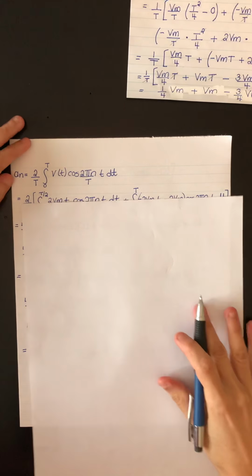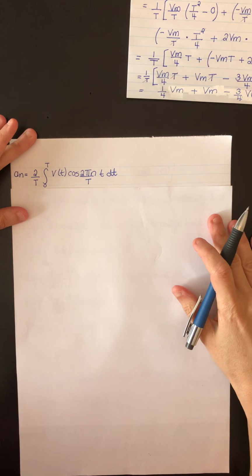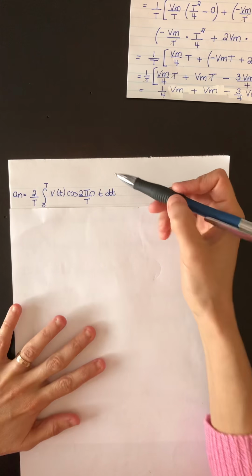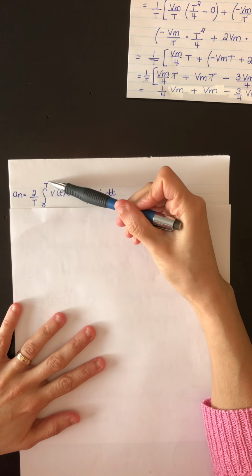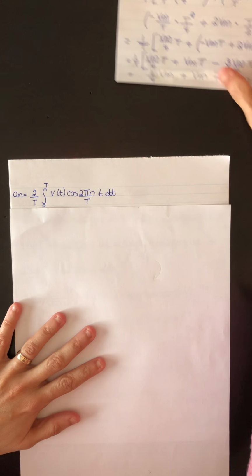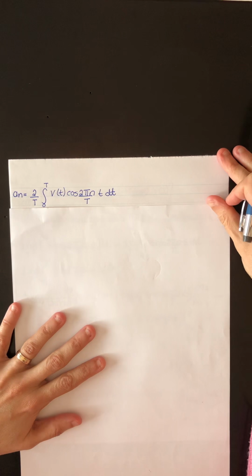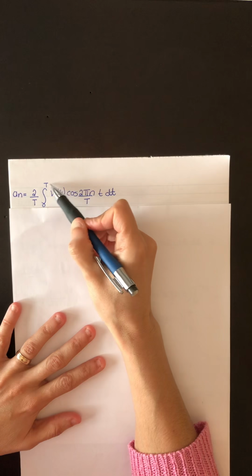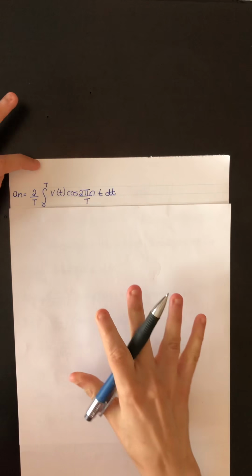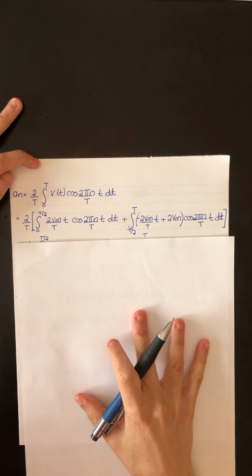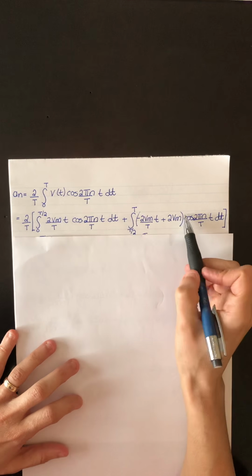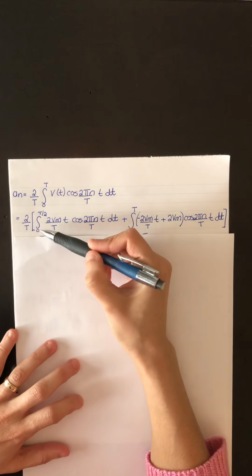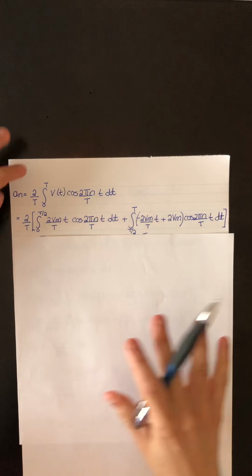Now let's have a look at the AN calculation. Now this is long. Okay, so here's the formula first of all. Now we have to break it into 2 because we have 2 different half cycles, neither of which is 0. Therefore, we substitute our 2 different V at t equations, and it will look like that. Okay, so here's the first V at t, the second V at t, and notice what our limits are.